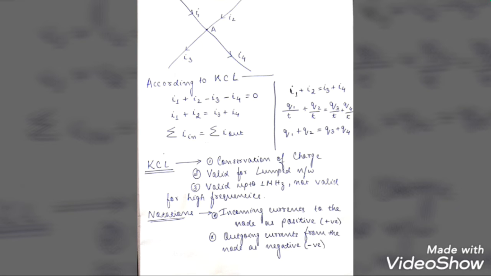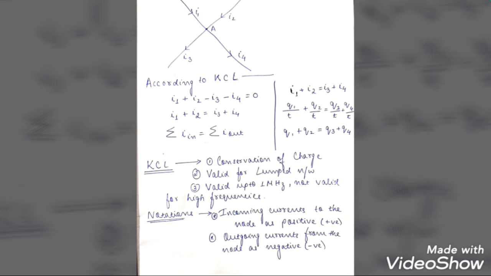Now I1 plus I2 is equal to I3 plus I4. इसको हम क्या लिख सकते हैं? Summation of incoming current is equal to summation of outgoing currents. यही है आप लोगों का स्टेटमेंट जो बहुत सारे बुक्स में दिया हुआ रहता है. Summation of incoming current is equal to summation of outgoing current. आता कहाँ से है? ऐसे आता है.